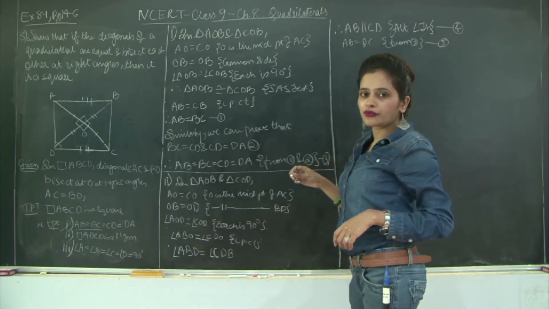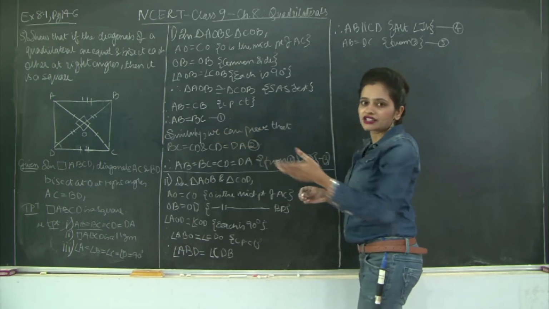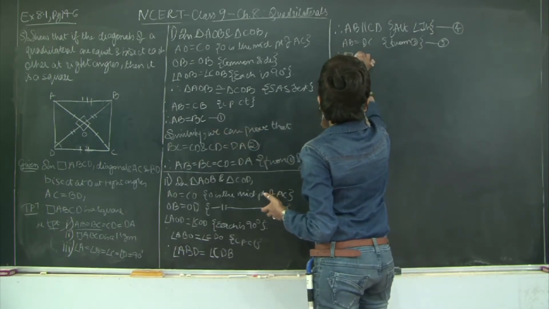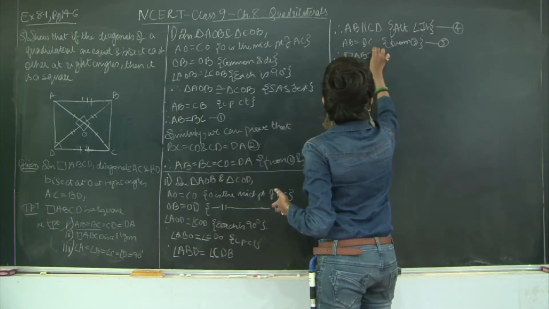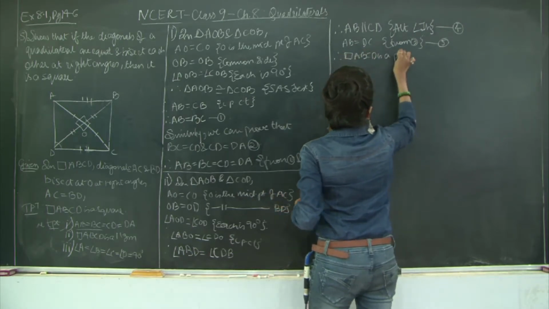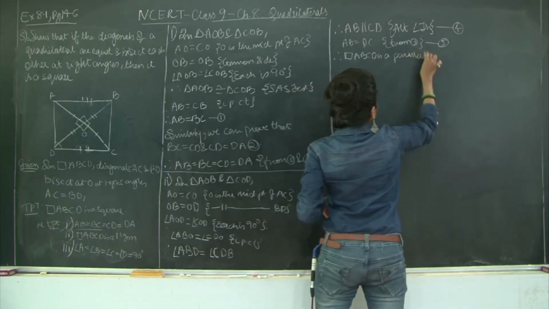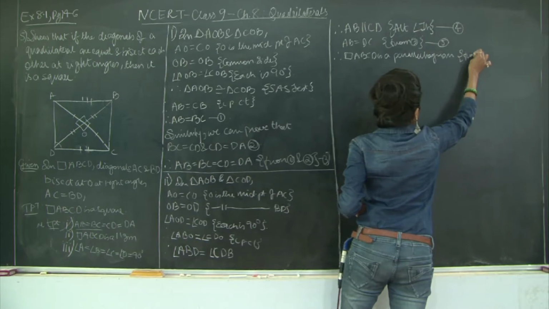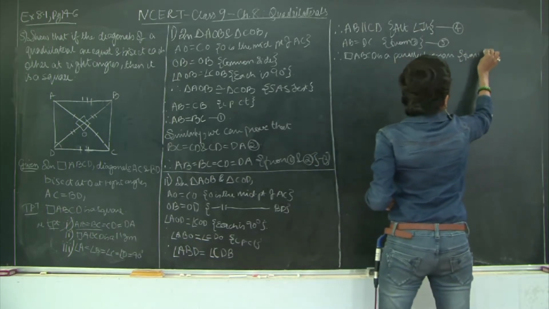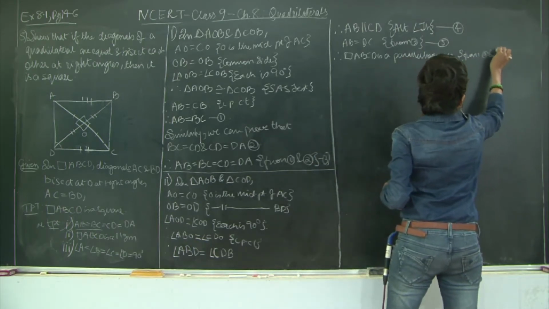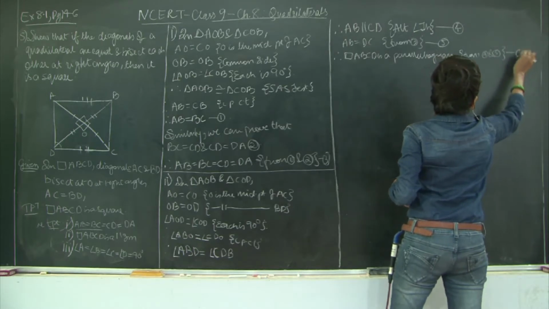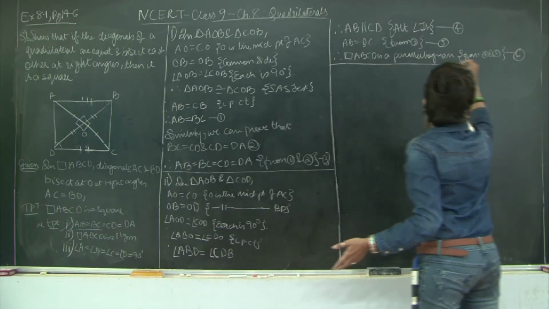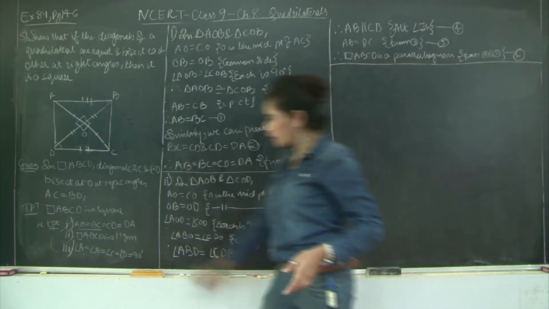So what can you say from 4 and 5? That quadrilateral ABCD is a parallelogram. Therefore, quadrilateral ABCD is a parallelogram from 4 and 5. Let's mark this as 6, because you never know when you will be needing references. So we have proved our second point.